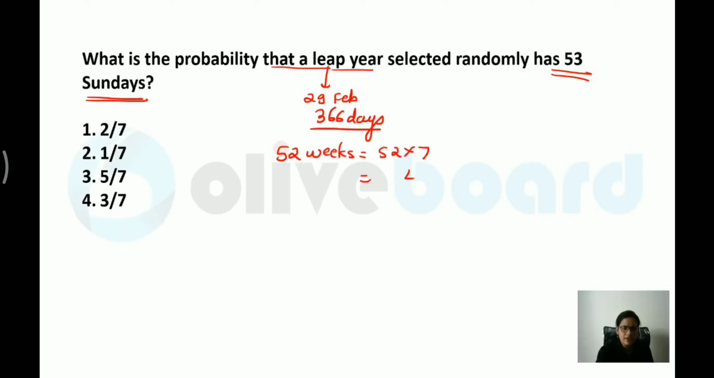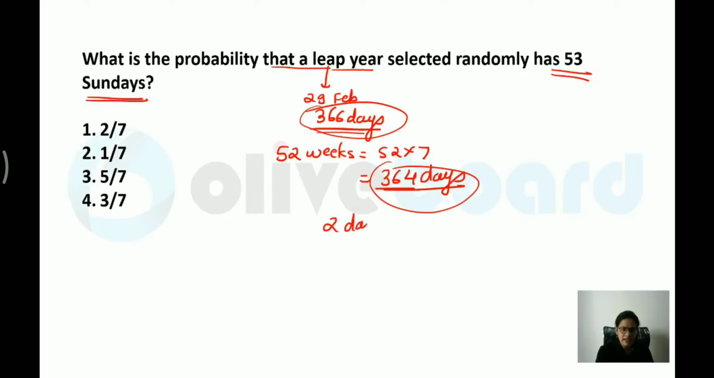52 into 7, if you calculate the value, you will get 364 days. 364 days would definitely be there, because your leap year is of 366 days. Out of them, 364 would always be there. Now, how many days are remaining? 2 days are remaining over here.